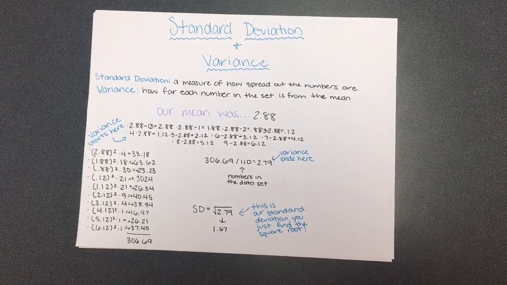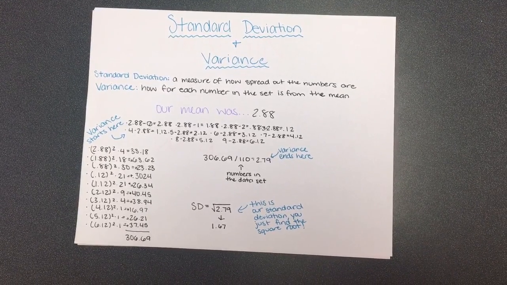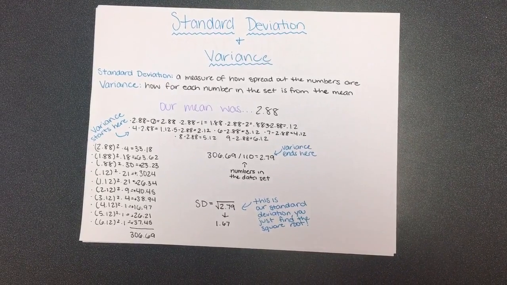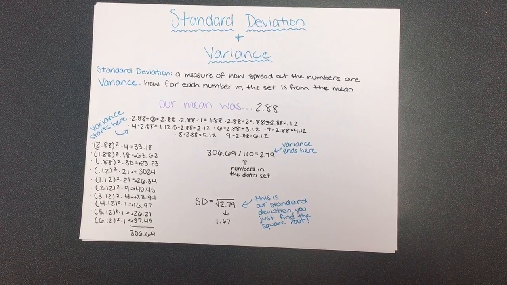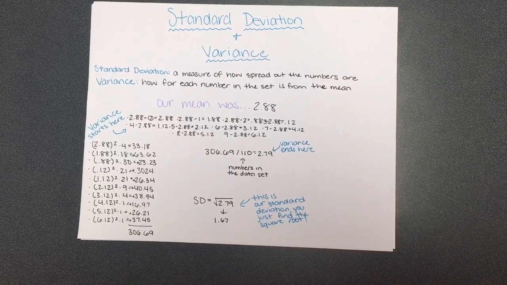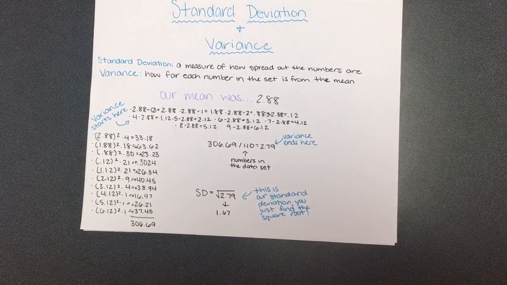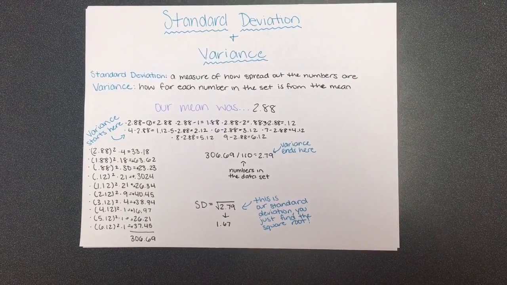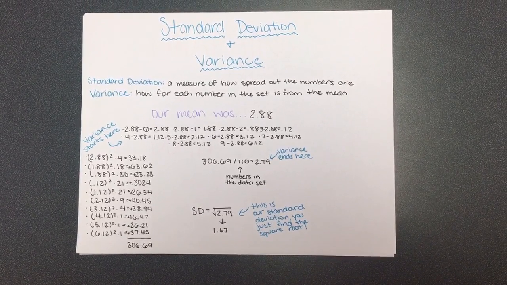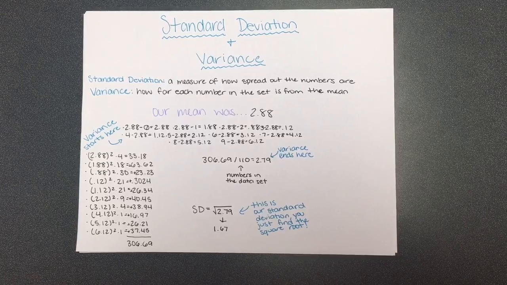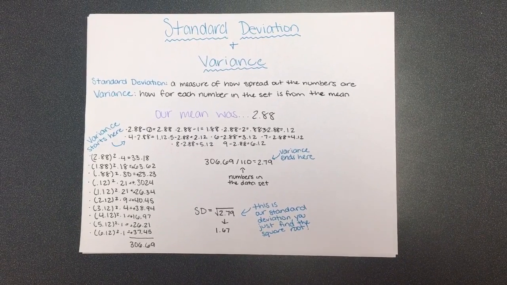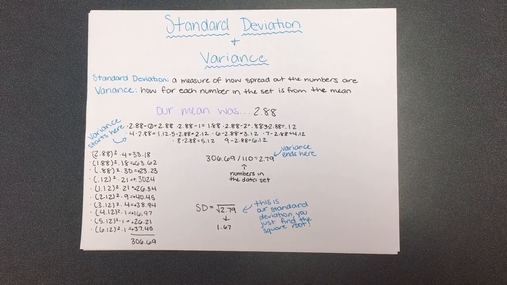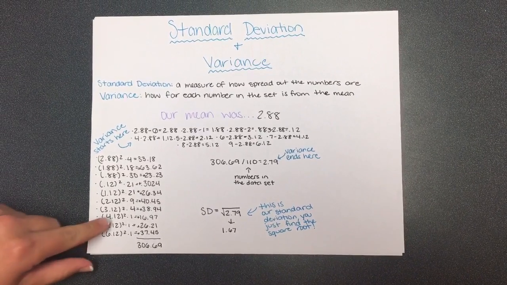So for example, for 0, we did 2.88 minus 0, which is 2.88, and then squared it, and then we multiplied it by 4 to account for the 4 zeros we had in our data. So we made sure to account for all the numbers we had in our data, and we added them all together, which resulted in 306.69. Then we divided by the number of values in the data set, which was 110, and we found that this equaled 2.79. To find the standard deviation, you simply find the square root of 2.79, which we approximated to be 1.67.